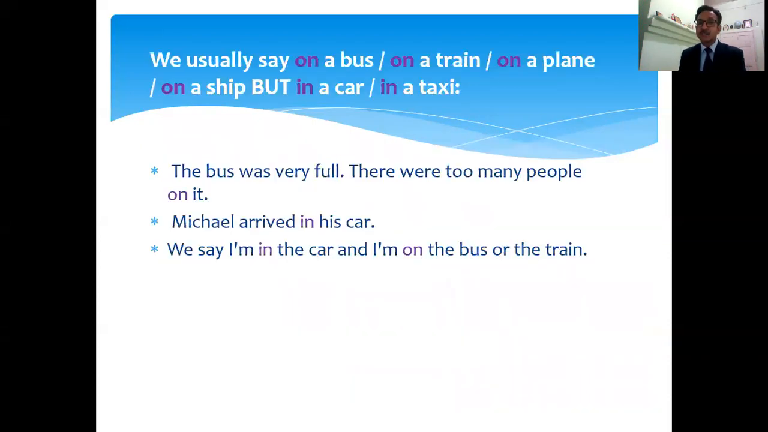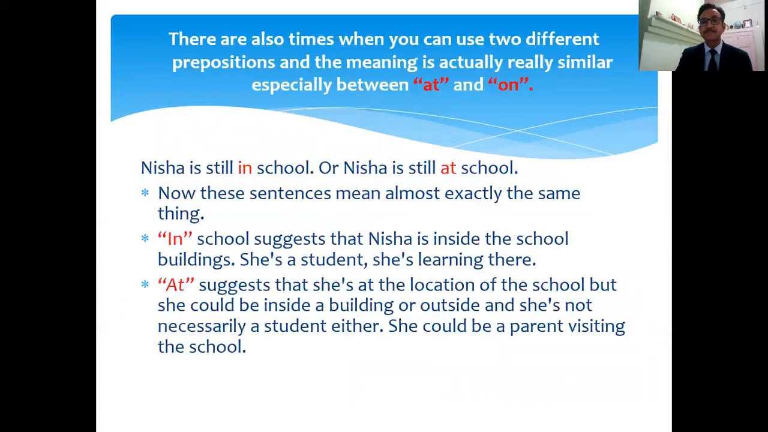We usually say on the bus or on a bus, on a train, on a plane, on a ship, but in a car, in a taxi. Remember this always. Fine. The bus was very full. There were too many people on it. Michael arrived in his car. We say, I am in the car and I am on the bus or the train. So you remember, on the bus, on the train, in the car, right? In the taxi. Remember this.